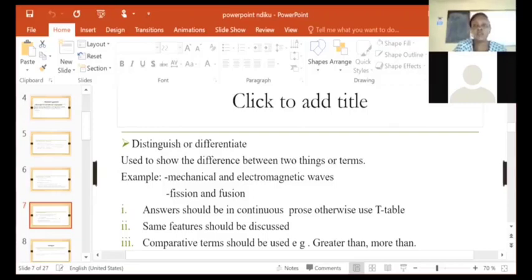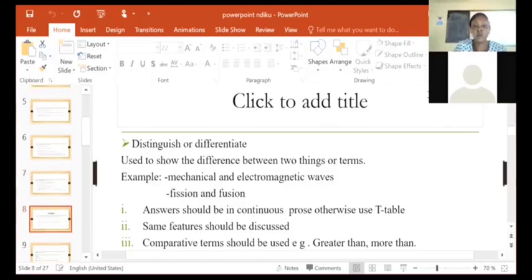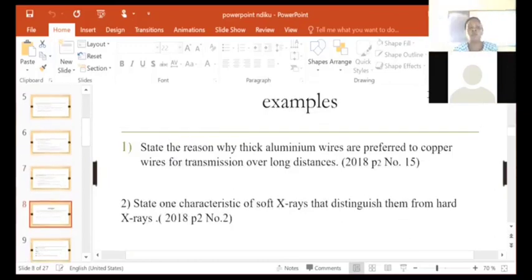A comparative term, these are terms like greater than, more than, less than. For example, we have this question which was there in 2018. State the reason why thick aluminium wires are preferred to copper wires for transmission over long distances. Can I have someone to give me the reasons? What is the reason? Answer.